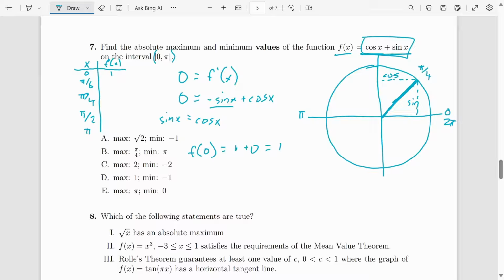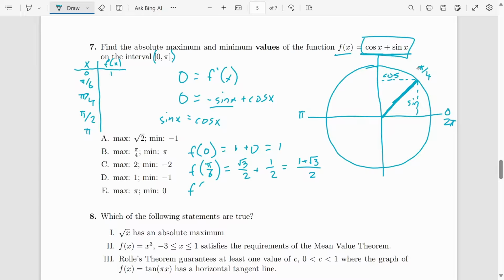f of pi over 6, the next value we have. Shoot, what was it? Sine of pi over 6 is a half, right? Okay, so cosine of pi over 6 is root 3 over 2, and then sine of pi over 6 is 1/2. So this is equal to 1 plus root 3 over 2. Yes, that is the answer.